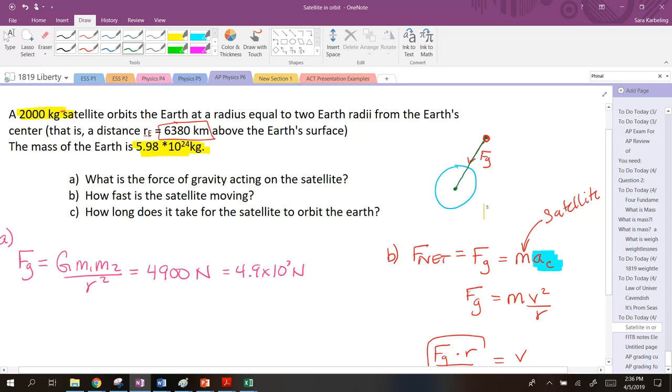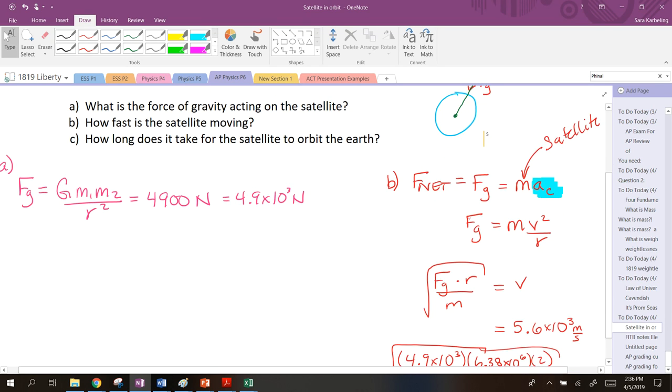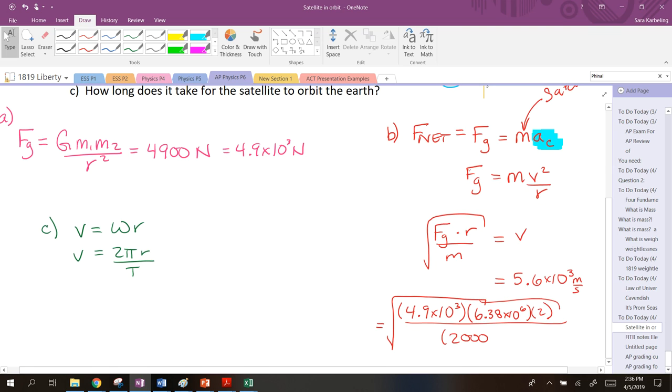What do you do, Nick? Velocity equals... So this is part C. Velocity equals omega r. I don't know omega. Omega is equal to 2 pi over T. Okay. How long does it take? What do we get?